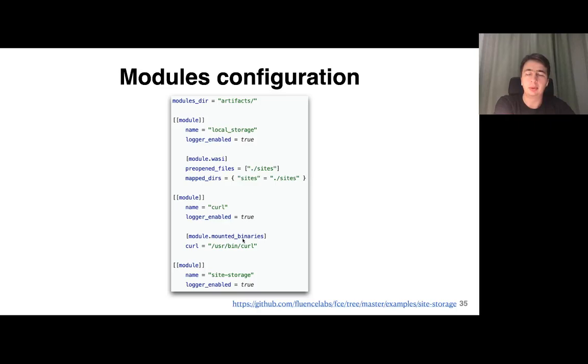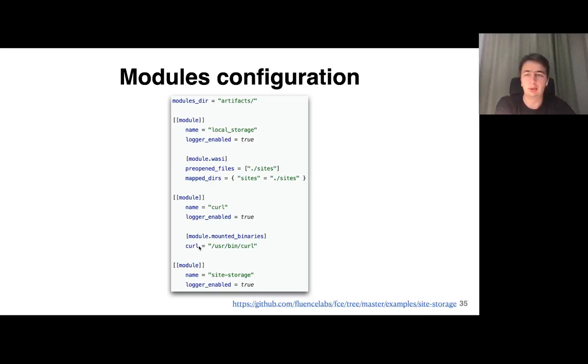Another option is mounted binaries. A mounted binary is a special binary that translates calls to the corresponding CLI. For example, this one provides you a function named curl that has one argument of string type and an output also of string type.